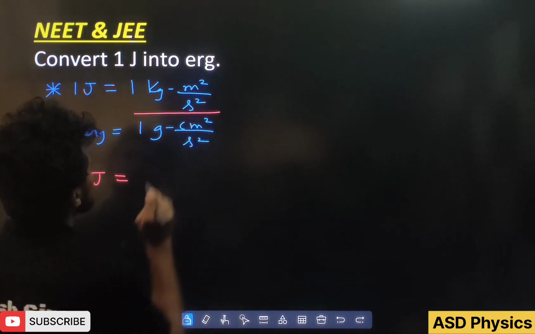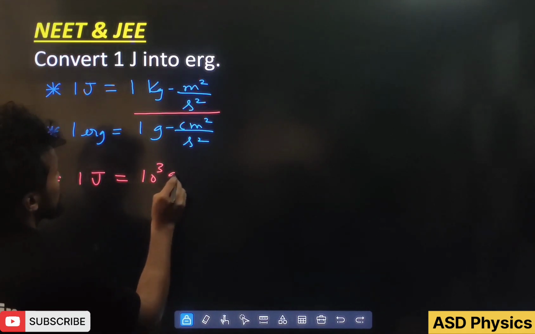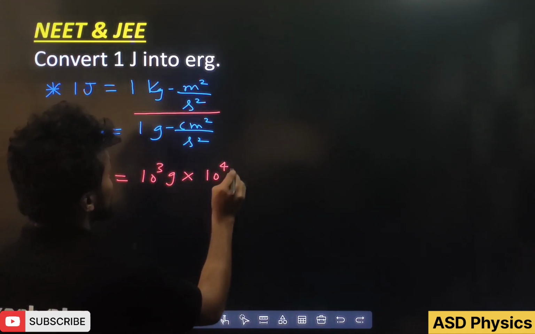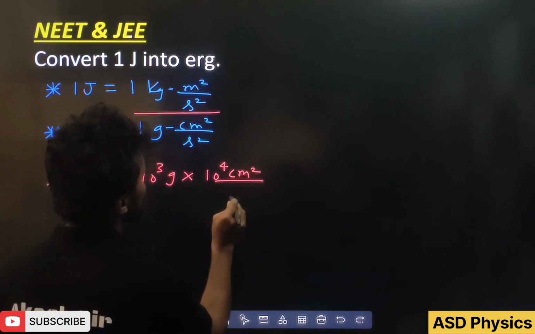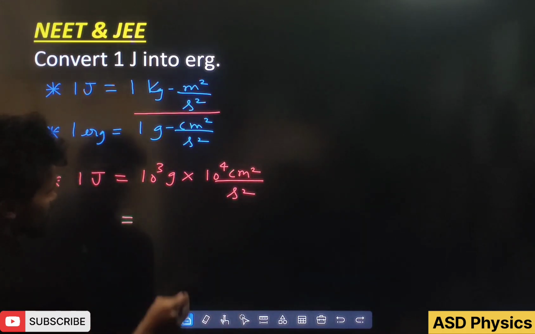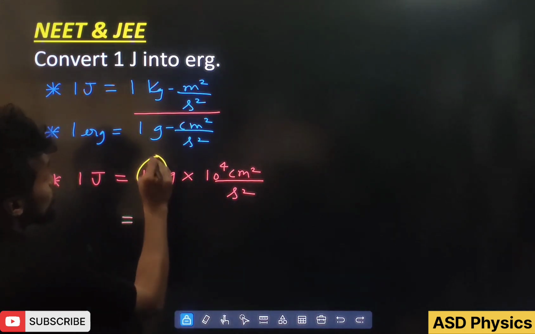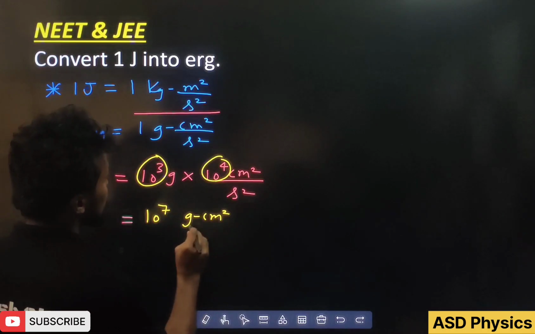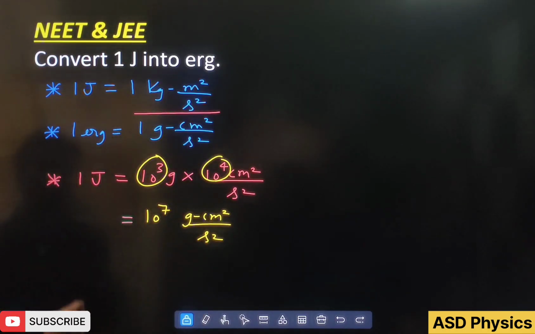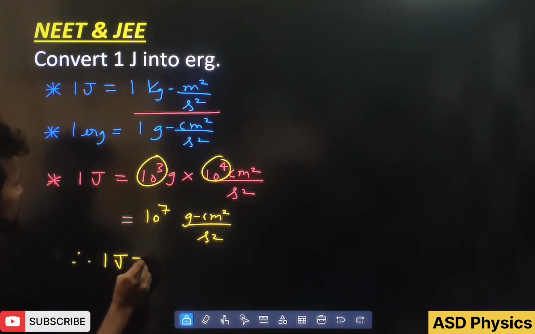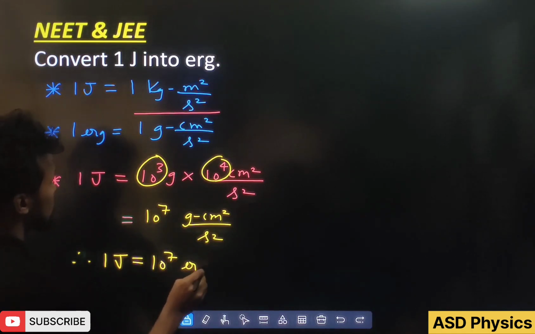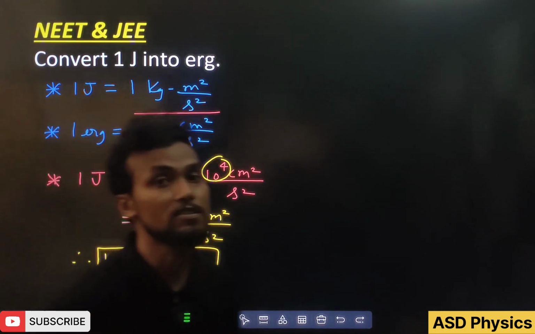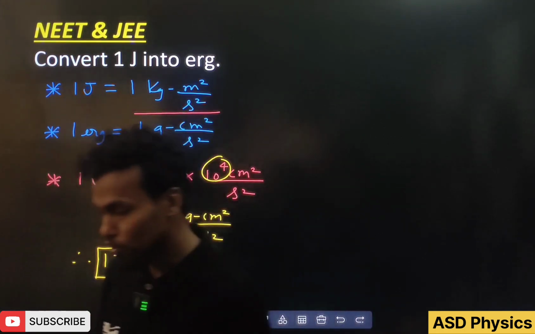So what is given here? This one is 1 kilogram, so again I will write 10 to the power 3 gram. Meter square means 1 meter square, how many centimeter square? 10 to the power 4 centimeter square, and second square as it is. So again, students, this numerical value we will collect together. So this will become 10 to the power 7 gram centimeter square per second square. And what is this? This is the erg. So we can write 1 joule is equal to 10 to the power 7 erg. Even this you have to remember. Here we are converting MKS to CGS, and here what is valid?